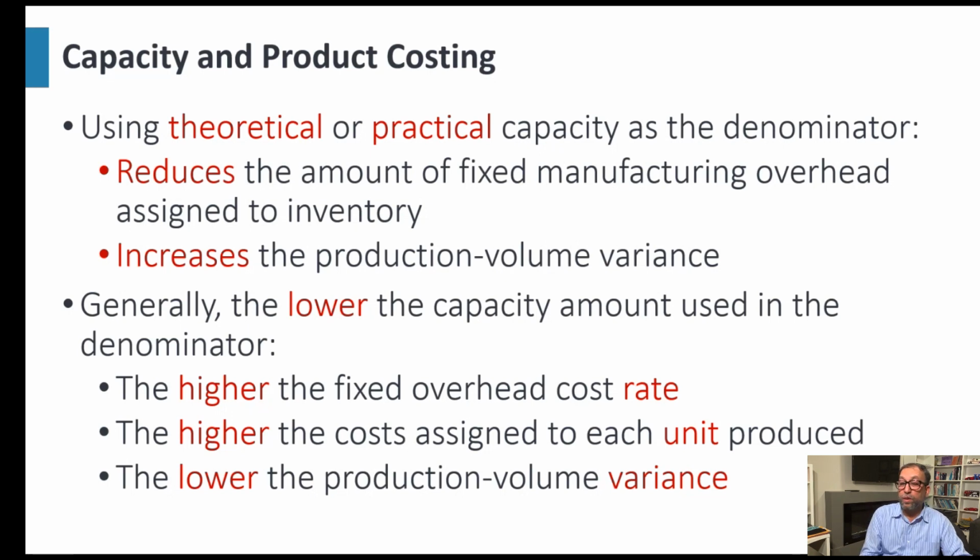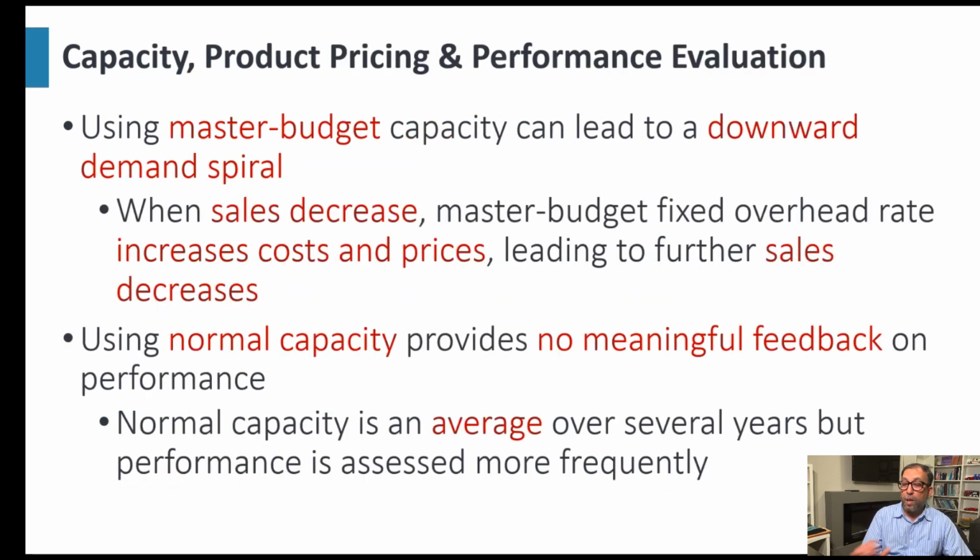So that's the way it reduces the amount of fixed manufacturing overhead assigned to inventory and increases the production volume variance, generally the variance between the actual and the theoretical one. So generally, the lower the capacity amount used in the denominator, the higher the fixed overhead rate, the higher the cost assigned to each unit produced, and the lower the production volume variance.